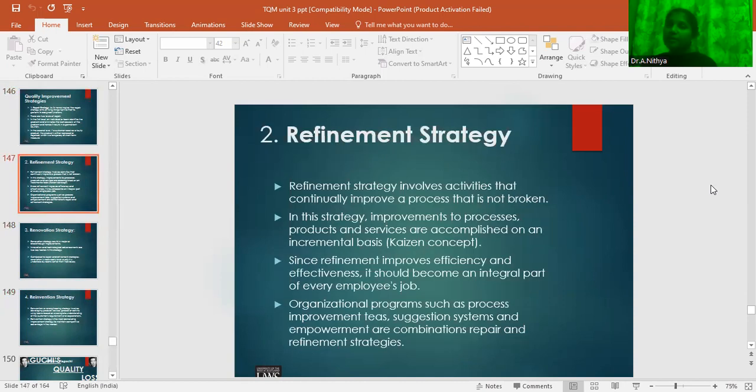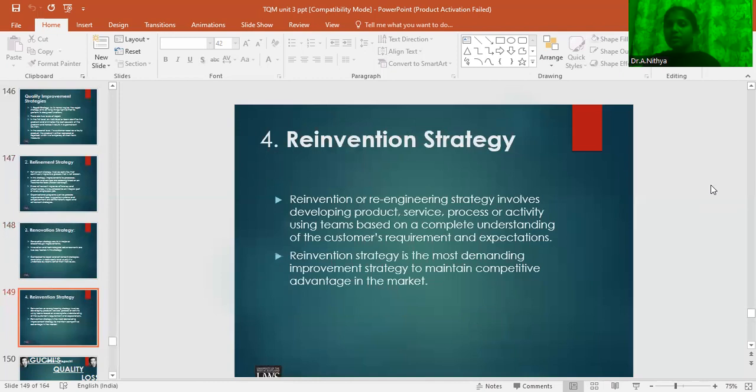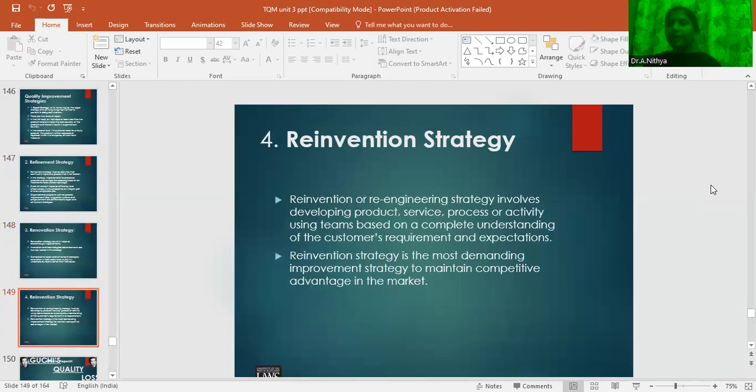What is refinement strategy? It involves activity that continually improves a process that is not broken. So in this strategy, improvement to process, product and service are accomplished on an incremental basis. That is called Kaizen concept. Renovation strategy results in major or breakthrough improvement. Innovation and technological advancement are 2 key factors in this renovation strategy. So renovation strategy is most costly when compared to repair and refinement strategy.